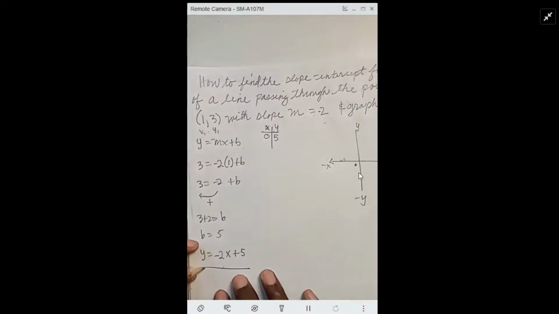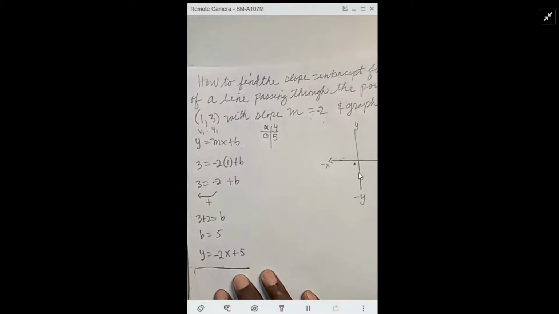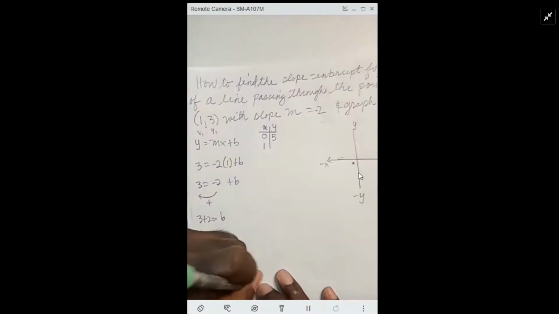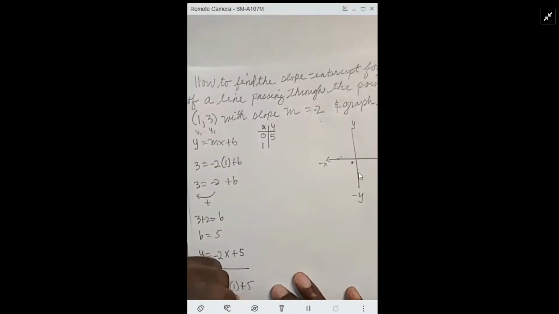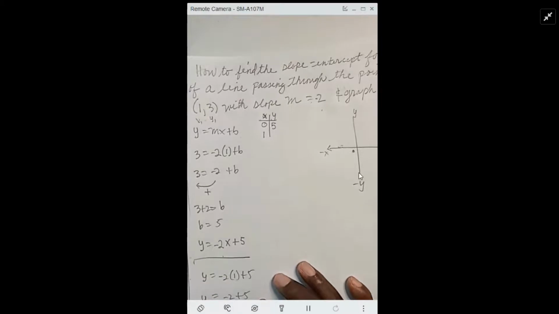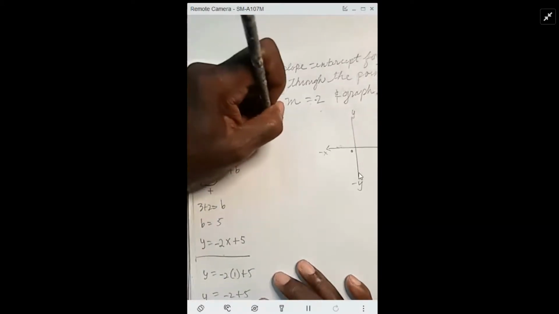So I'm going to keep my numbers very low. I'll pick x equals 1. That gives me y equals -2 times 1 plus 5. Y equals -2 plus 5. Y equals 3. So for x equals 1, y equals 3.